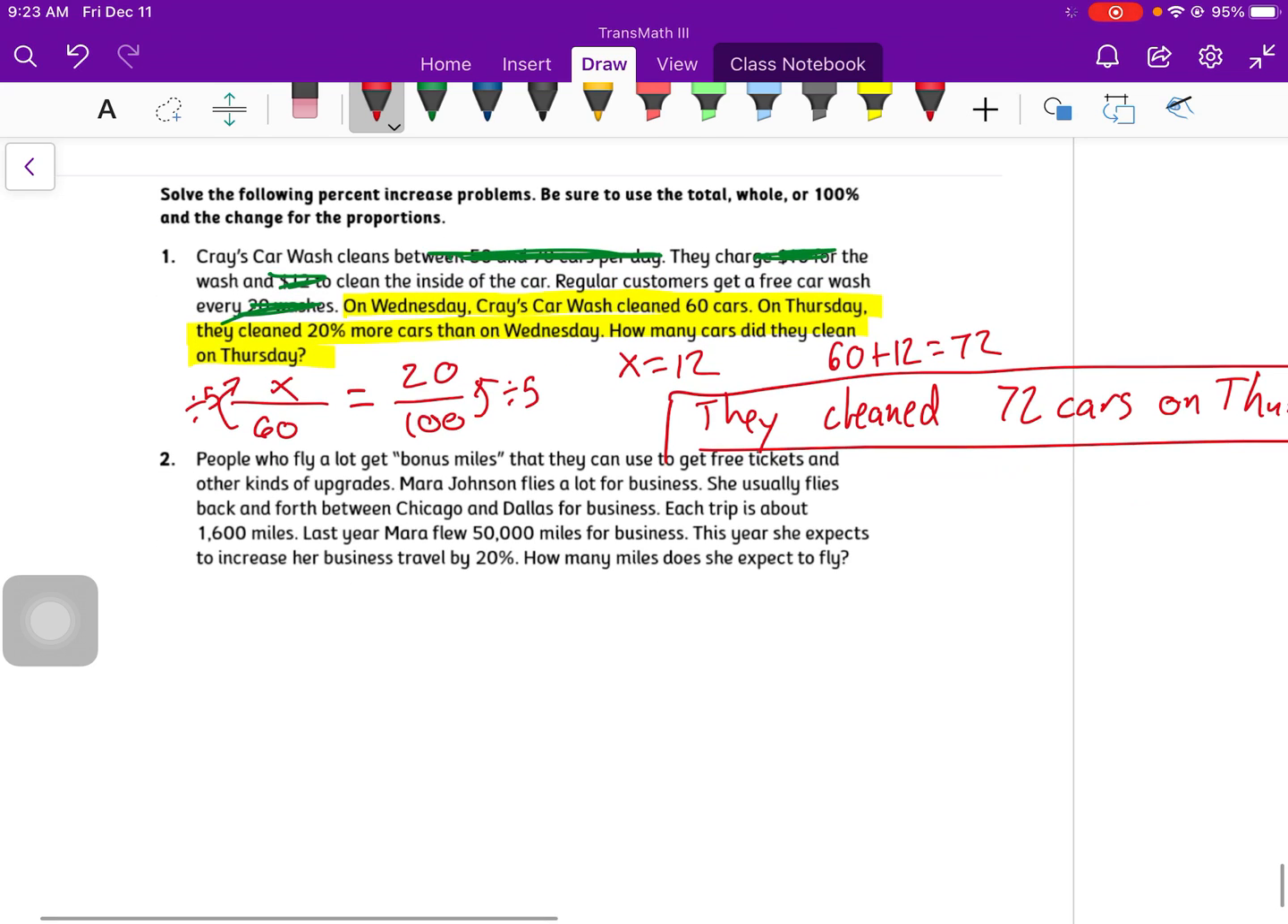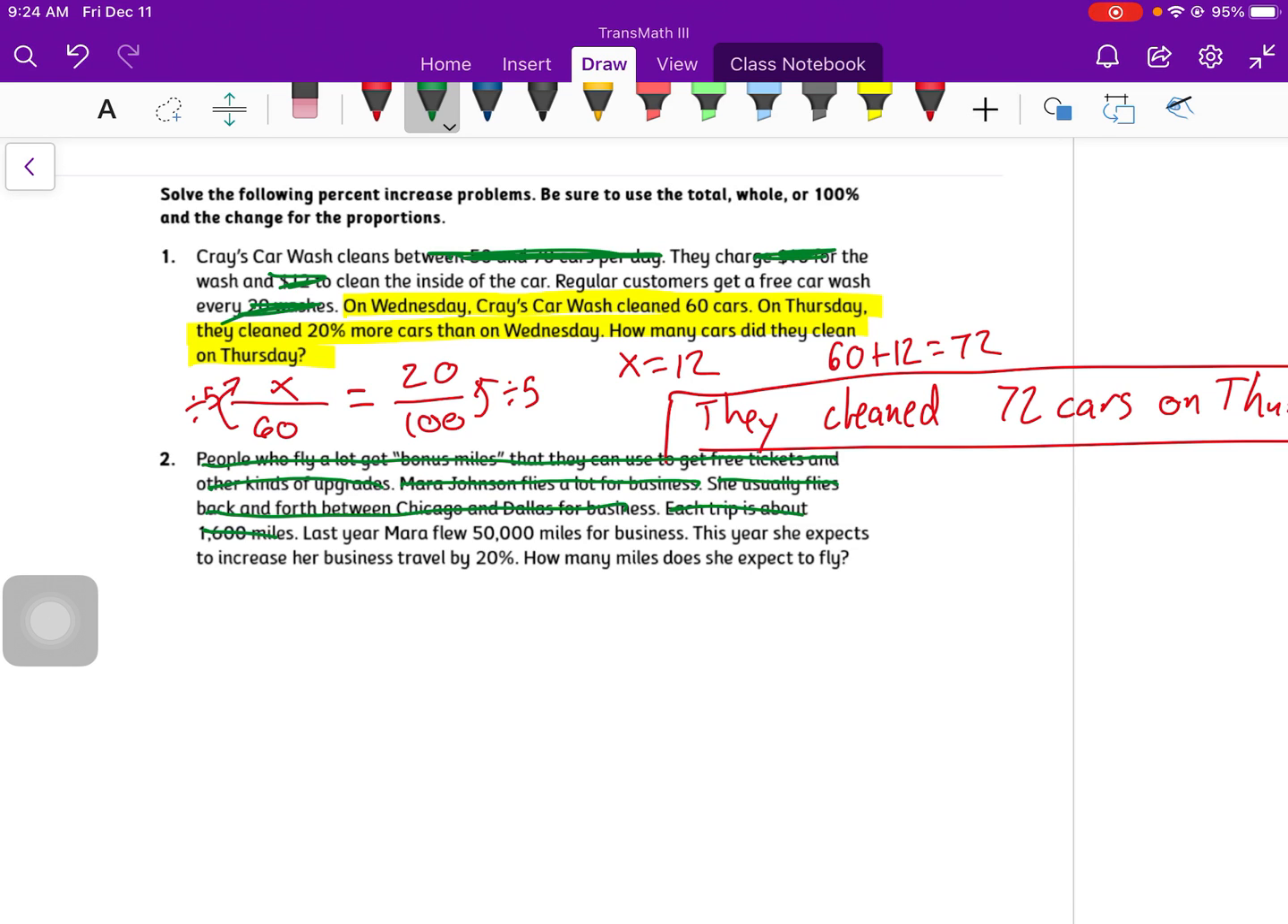All right. Number 2, people who fly a lot get bonus miles that they can use to get free tickets and other kinds of upgrades. Don't care about that. Mara Johnson flies a lot for business. Still don't care. She usually flies back and forth between Chicago and Dallas for business. Still don't care. Each trip is about 1,600 miles. Might care about that. Last year, she flew 50,000 miles for business. This year, she expects to increase her business travel by 20%. How many miles does she expect to fly?